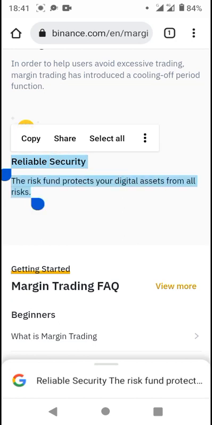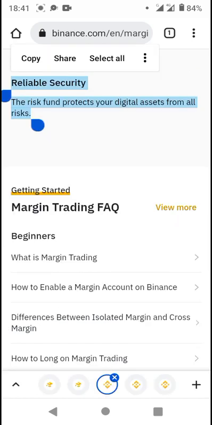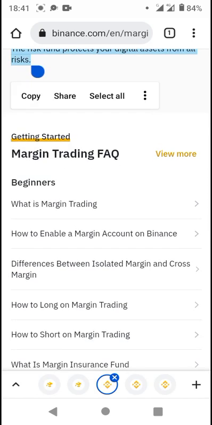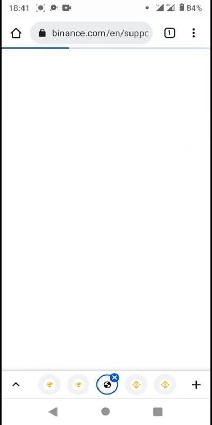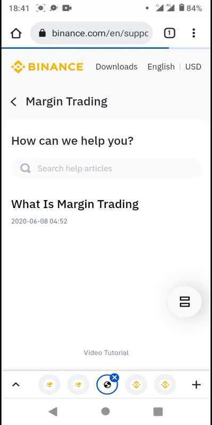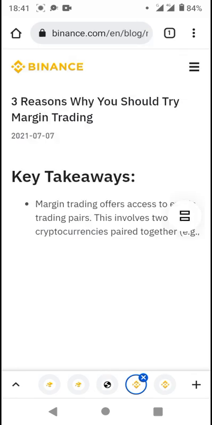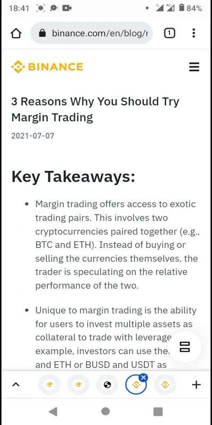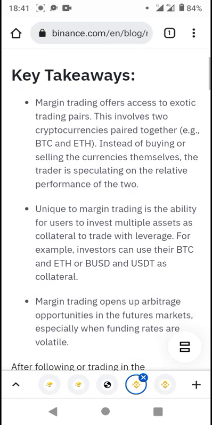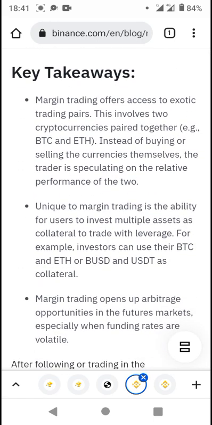The risk fund protects your digital assets from all risk being shown on the Binance platform. Now, for beginners that are still new to crypto or margin trading, you want to understand the basic concept of what margin trading is in particular. Also, we'll be looking at some key benefits or tips for you to have a better margin trading experience.